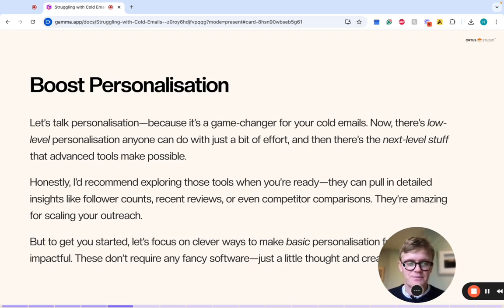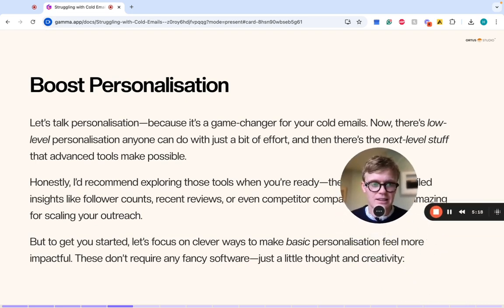They can pull insights like follower count, recent reviews or even competitor comparisons. And I would say they really are a game changer in terms of scaling your outreach.